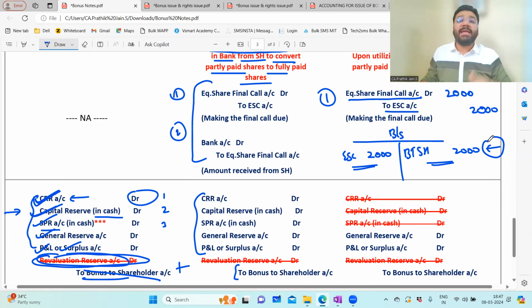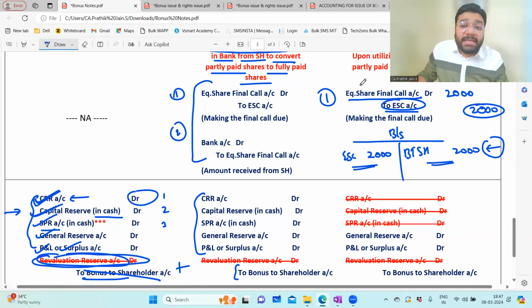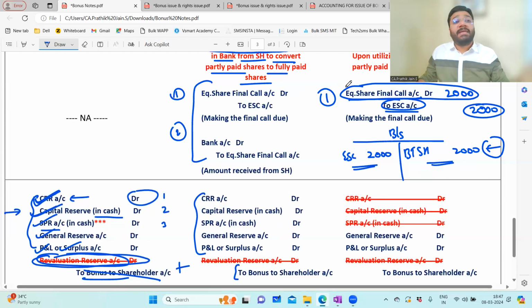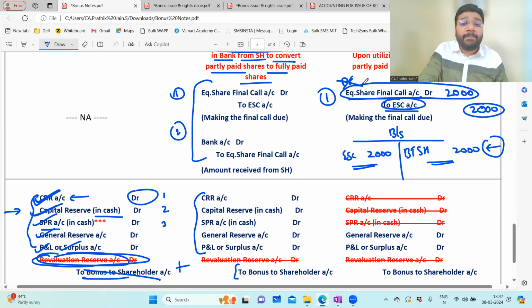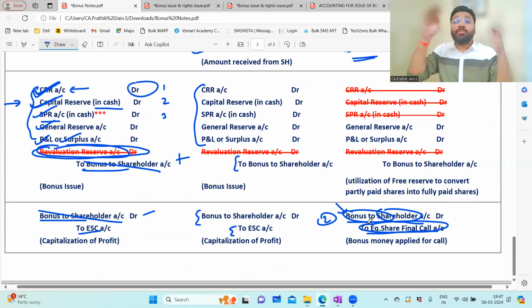So what is my first entry? Equity share final call to equity share capital. So to the extent of this 2,000 rupees, you made the person owner, but money is yet to be received from the shareholder. In this case, you cannot expect any money from the shareholder. So this debit I need to cancel by giving a credit. So I gave a credit to equity share final call. If something is removed from debit by giving a credit, in place of that, some other debit should come, no?